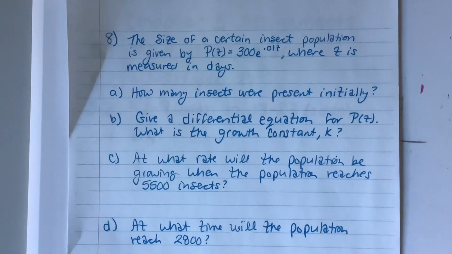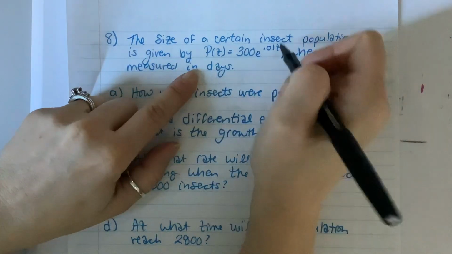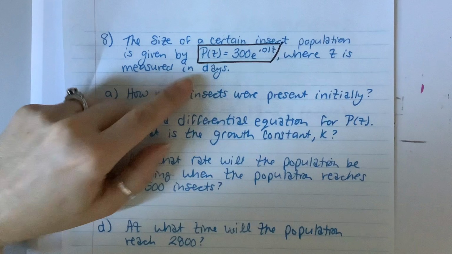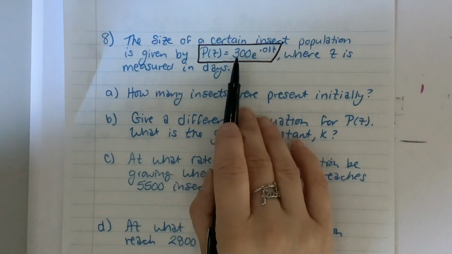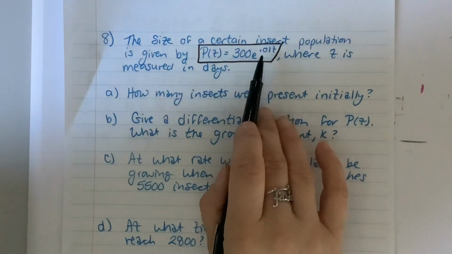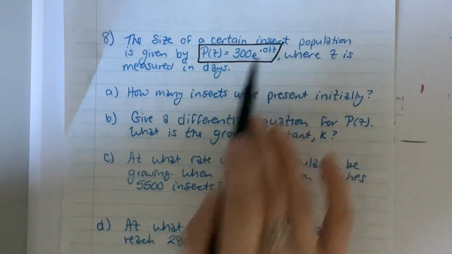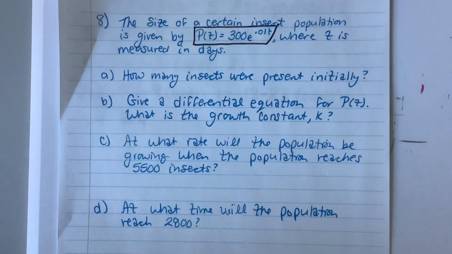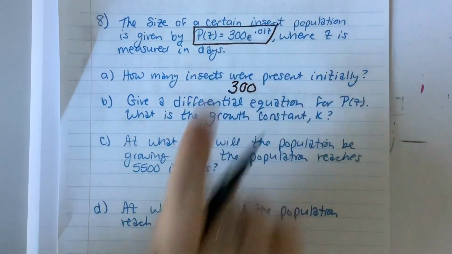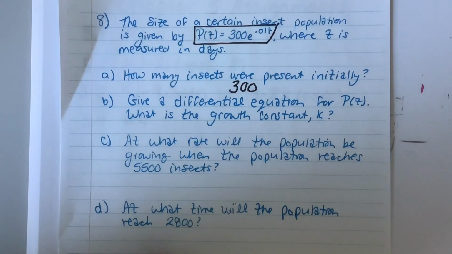Last question. The size of a certain insect population can be given by this function. I know this is exponential growth, so we're starting with 300e. This is a positive value. That's how I know it's growing. That is my KT. T is measured in days. How many insects were present initially? 300. That is your P sub 0. Whatever the number is in the front, that's what you're starting with.